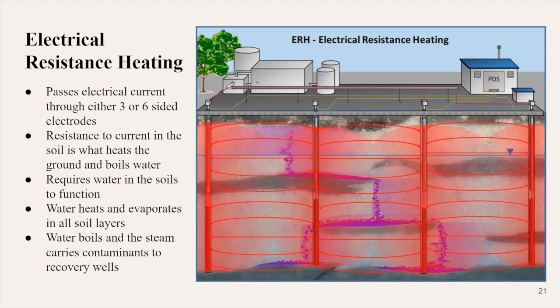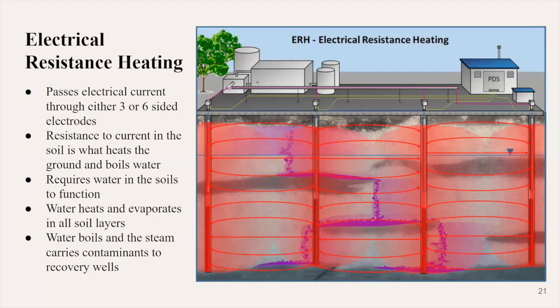So how this heats is resistance to electrical current heats the soil and boils portions of the water, which can then be removed. The ideal resistance from the soils to get this to work is roughly between 5 to 400 ohm. This does require water in the soil, so that could be a limitation. You might have to inject water into the soil. Sometimes they just pump water through the electrodes, so there's always water there, which allows the electricity to be conducted throughout the area where this is occurring.